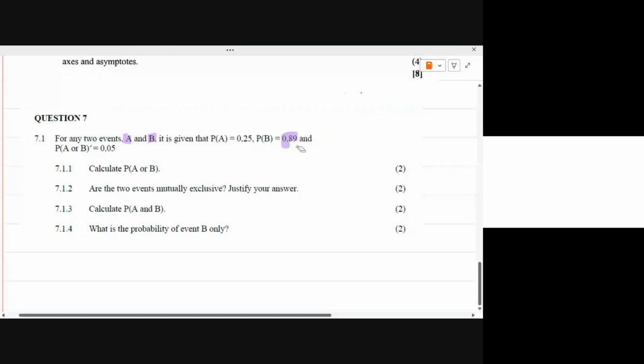Okay, so this question says, oh, I'm not done actually. So the probability of A is 0.25, the probability of B is 0.89, and the probability of A or B apostrophe. What does the apostrophe mean? What does that little mark mean? Good, it means not. So the probability of A or B not is 0.05.